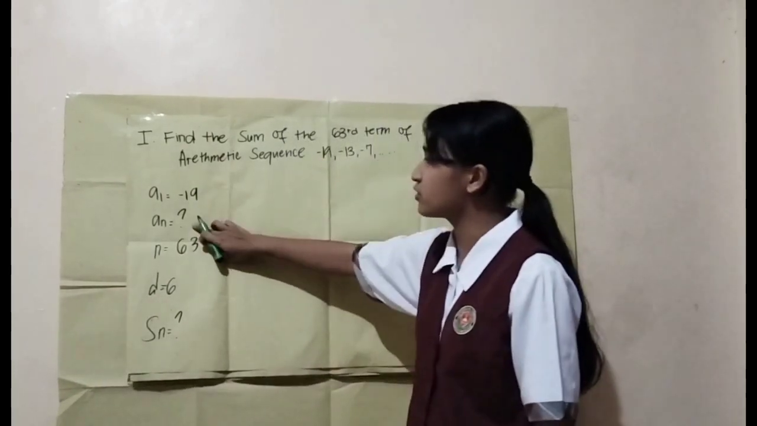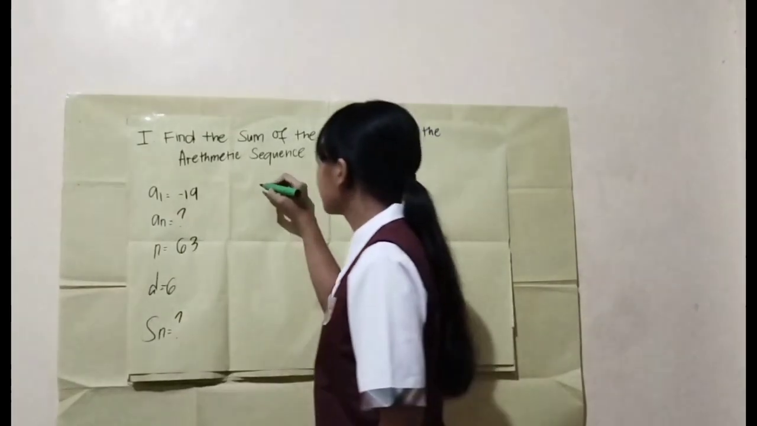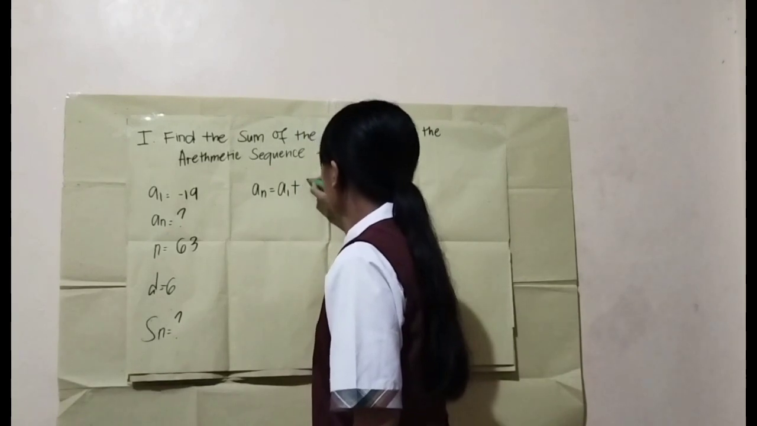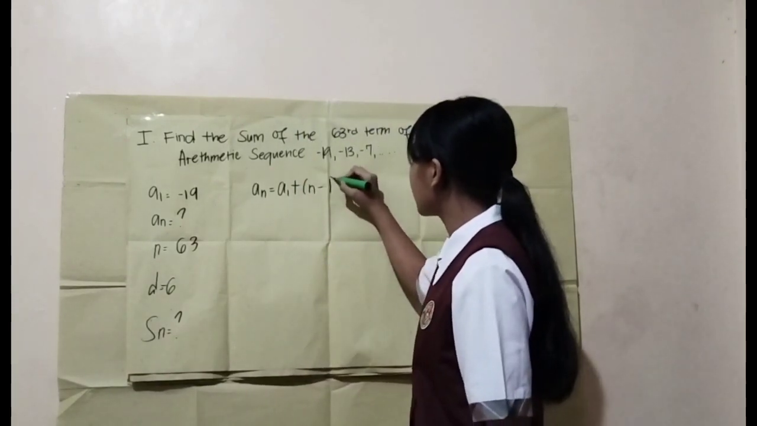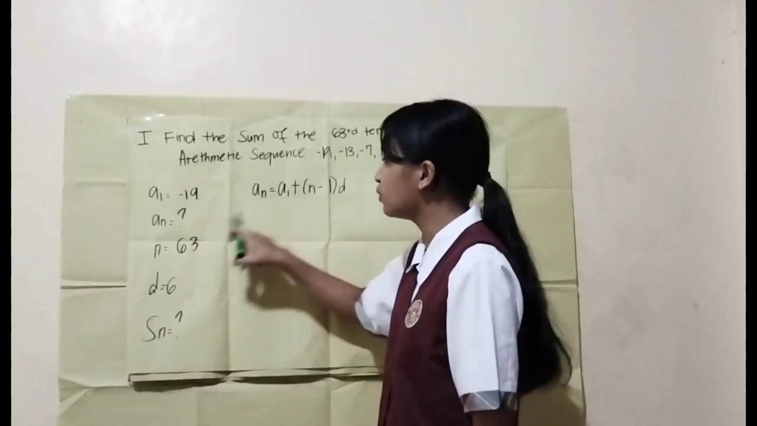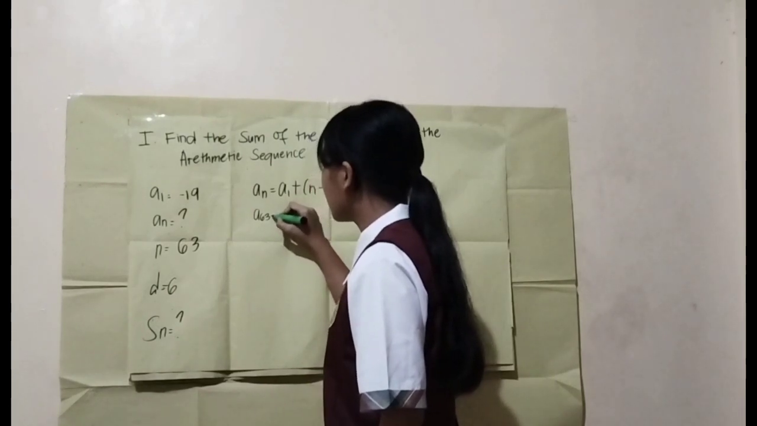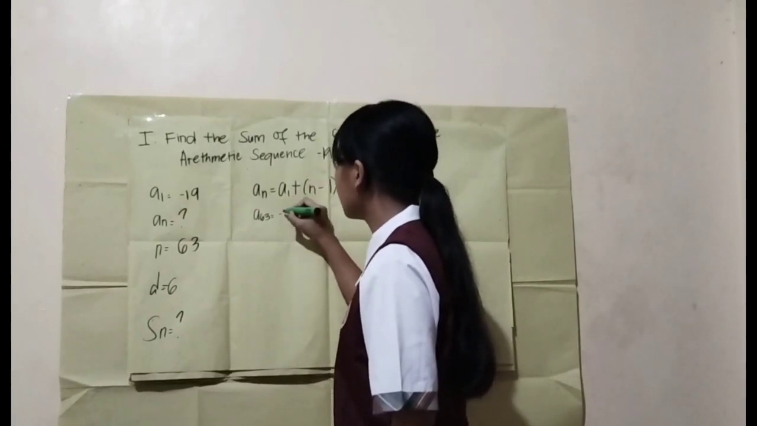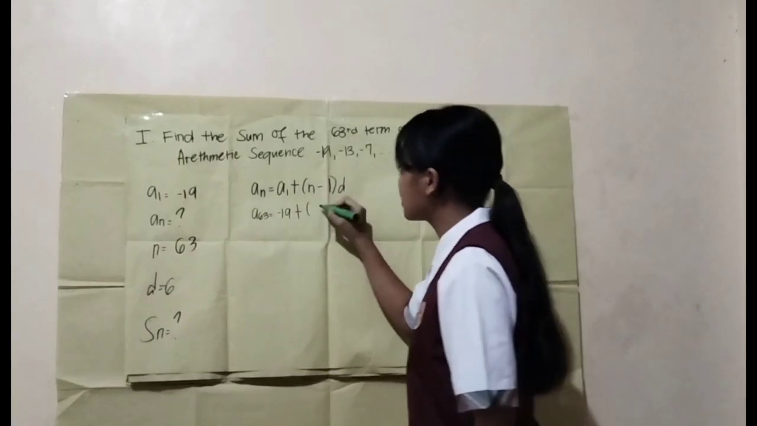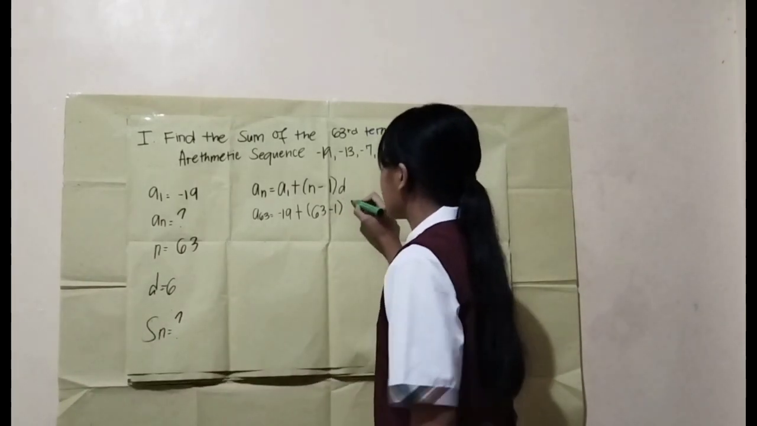We would be looking first for the a sub n, and we would be using the general equation, which is a sub n is equals to a sub 1 plus n minus 1 times d. We would be substituting the value of n, and it would be a sub 63 is equals to a sub 1, which is negative 19, and bring down the positive sign to the quantity of n, which is 63 minus 1 times the value of common difference, which is 6.